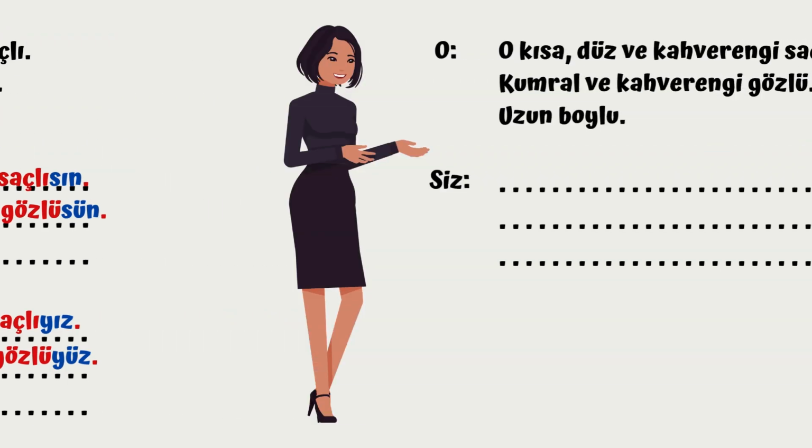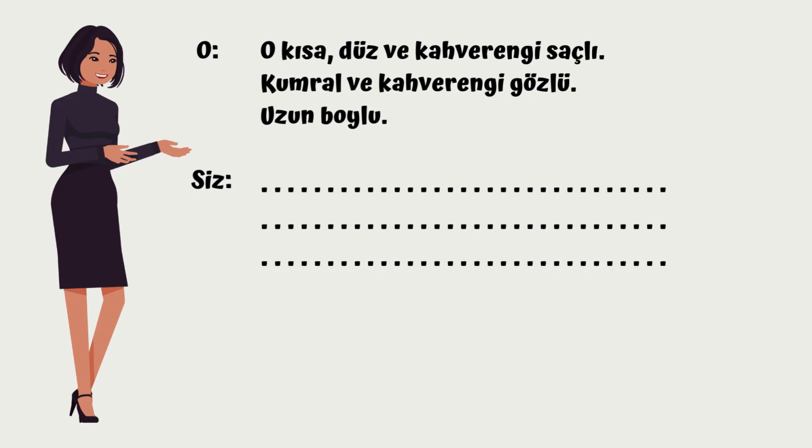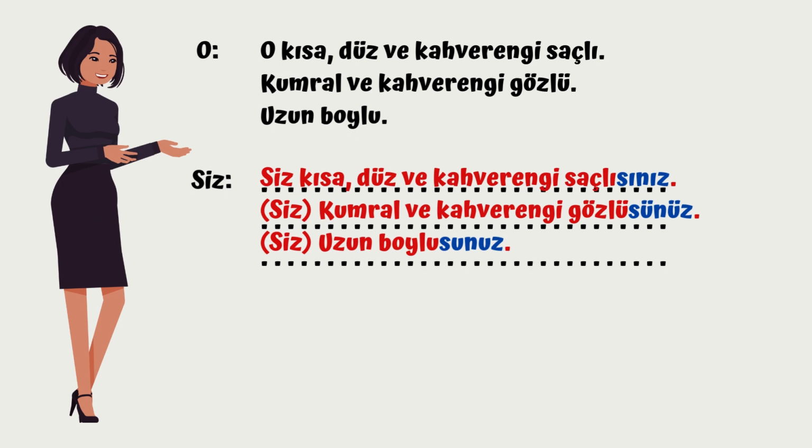This time we're going to use siz. Same paragraph again. You do it yourself. You can pause here if you want to, and I'm going to give the answers in a second. Are you ready? So I'm changing everything to siz. And I'm going to put siz endings. So the paragraph will change into siz kısa, düz ve kahverengi saçlısınız. Kumral ve kahverengi gözlüsünüz. Uzun boylusunuz.